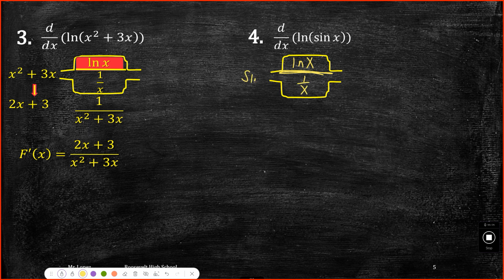This is the inner, sine x. Derivative of sine x: I'm just skipping steps here. Derivative of sine is cosine x. Then go 1 over sine x. And then put that on top, because you multiply it. So it is going to be cosine x over sine x. But what is cosine x over sine x? Cotangent x.